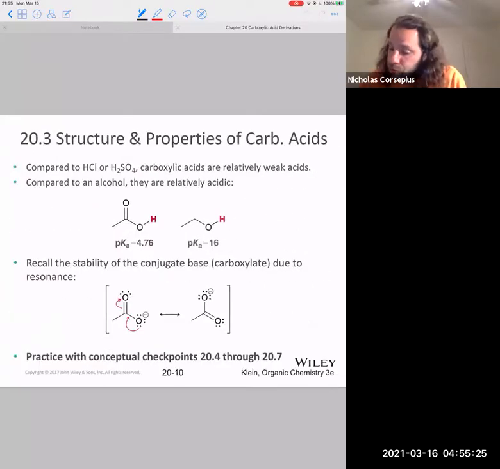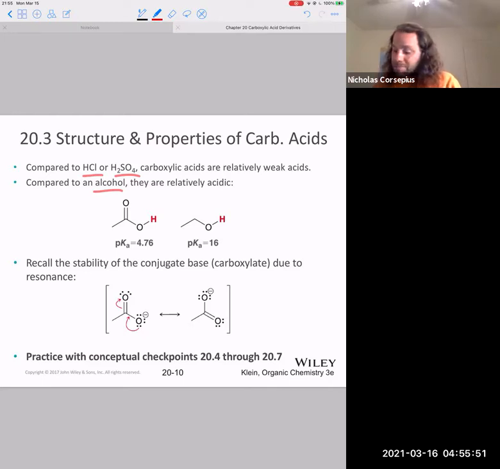So again, compared to what we think about as strong acids, hydrochloric acid, sulfuric acid, carboxylic acids are relatively weak, right? Both of those have pKa's in the negatives. Carboxylic acids, again, are at the 4 to 5 range. But if we're going to compare to alcohols, then they're relatively acidic, right? So it's all sort of a game of relativity. Nonetheless, we're going to see them donating protons a ton in our reaction mechanisms.